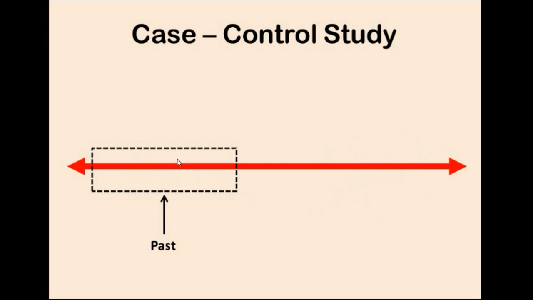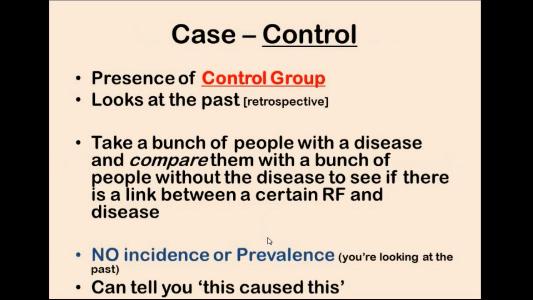And you will not be measuring prevalence either, because the people that you're selecting for this study are people who have already been diagnosed with the disease. So you're already selecting people specifically who have already been diagnosed with the disease. You're not seeing how prevalent that disease actually is in the entire population. The case control study can tell you if a certain risk factor or a certain thing caused the disease. So there is a causal relationship that can be established.